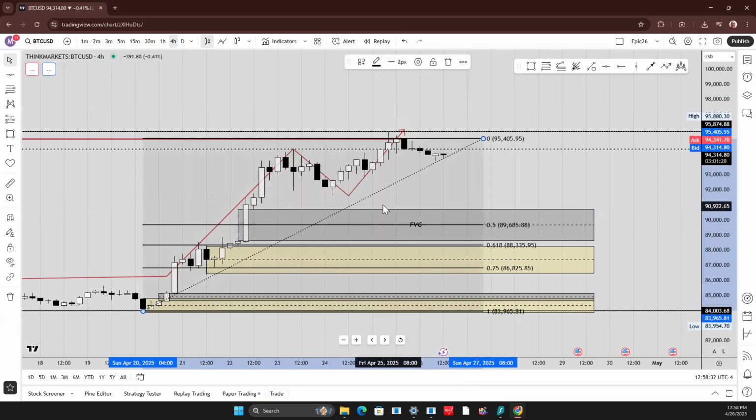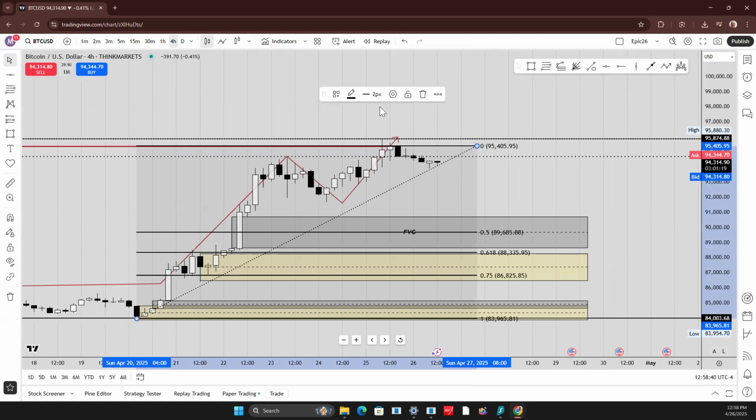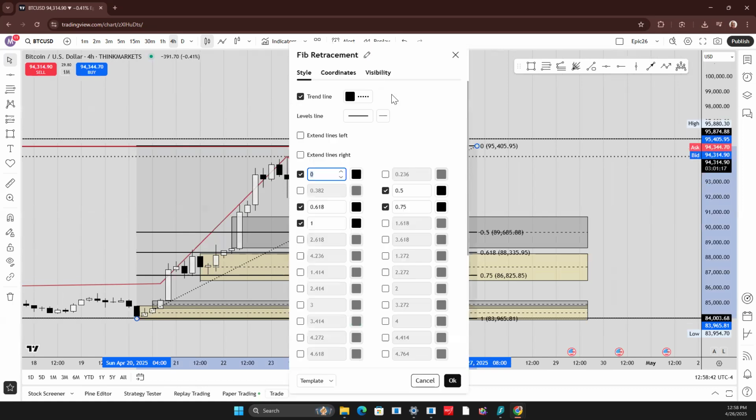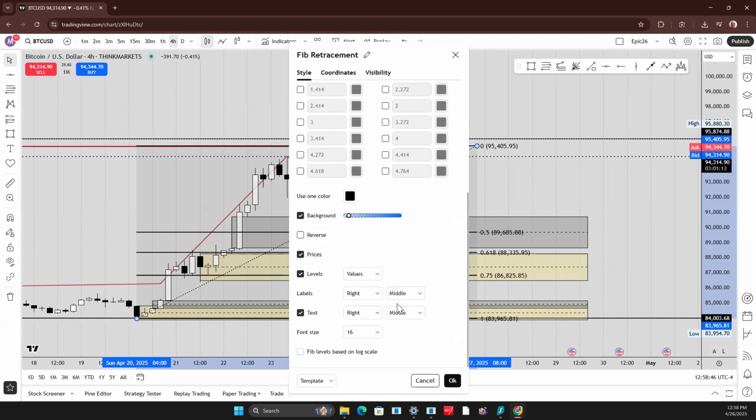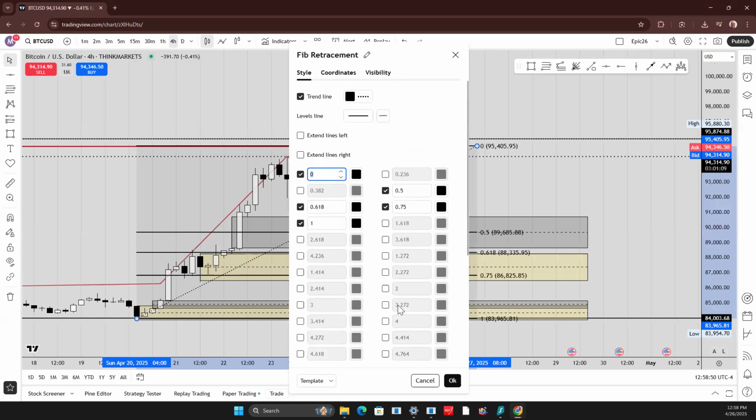Okay. Now, in order to get to the settings part, there's a little thing that pops up when you click on it. You get this gear right there. It brings up all your settings. You can copy my settings if you want. Pause the video, copy my settings.